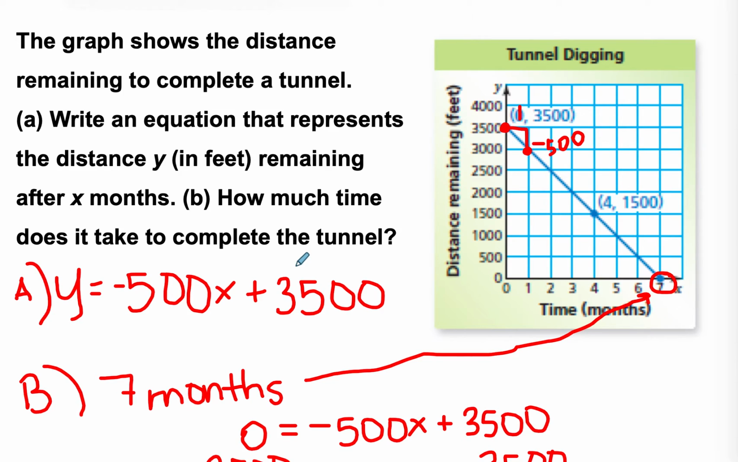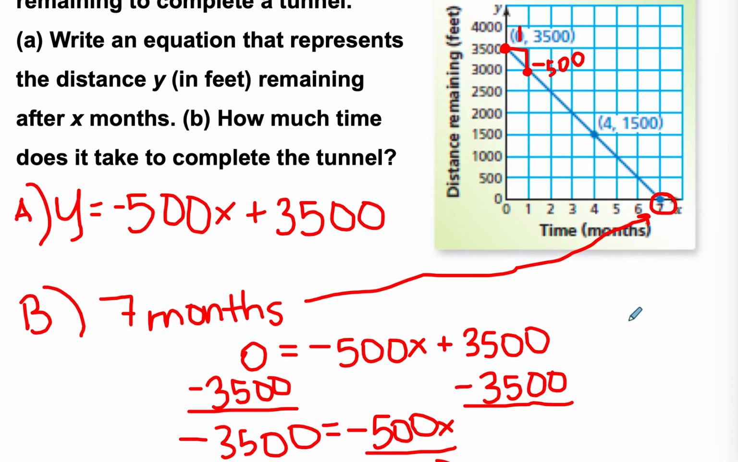So now that I've finished A and I have my equation, I have a couple of options for figuring out B, which is how much time does it take to complete the tunnel. Now, since I have a graph to look at, that's the easiest way to do it. And the answer is 7 months. When I look at my graph, I can see 0 feet remaining, 7 months. But if I don't have a graph, like on this next one that you're going to be trying from this problem on your own, you don't have a graph. So you either have to make a graph or you can use your equation to help you figure that out.